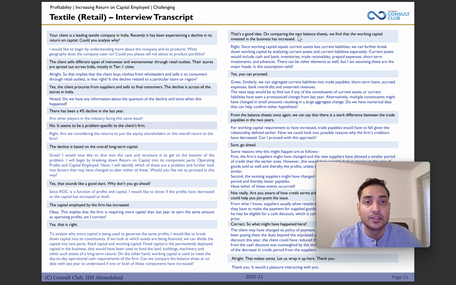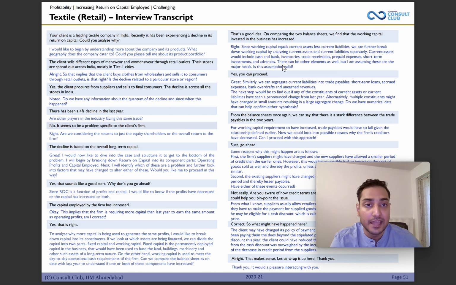That's a good idea. On comparing the two balance sheets, we find that the working capital invested in the business has increased. Right. Since working capital equals current assets less current liabilities, we can further break down working capital by analyzing current assets and current liabilities separately. Current assets would include cash and bank, inventories, trade receivables, prepaid expenses, short-term investments, and advances.